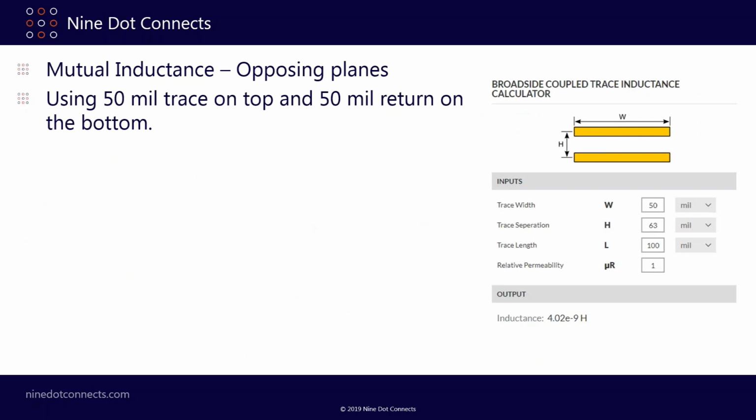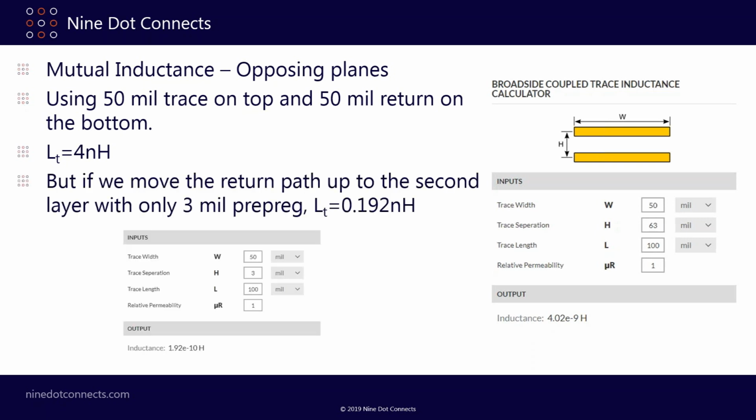So let's talk about specifically if you have traces on your board. Let's say you have a 50 mil trace on top and a 50 mil return on the bottom. So now my trace separation height-wise is 63 mils. If I do that, you'll see that my inductance total is 4 nanohenries. But if I move the return path up just to the second layer right underneath it, and I only have a 3 mil prepreg between the two layers, now my inductance for that same set of traces is only 0.192. That's a huge decrease in inductance.